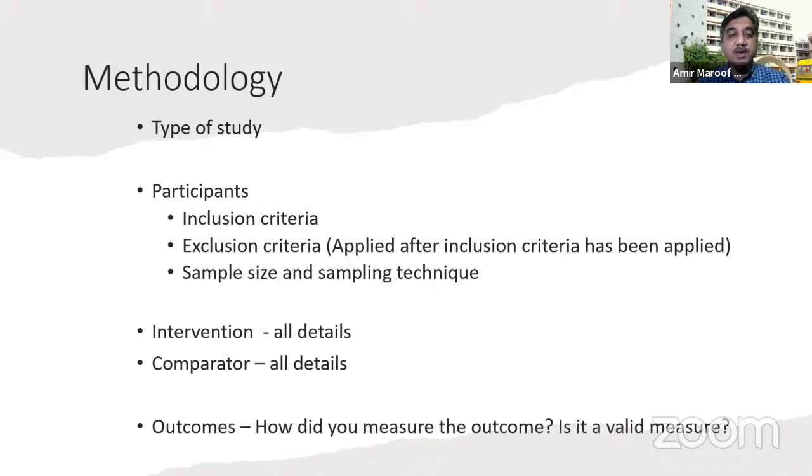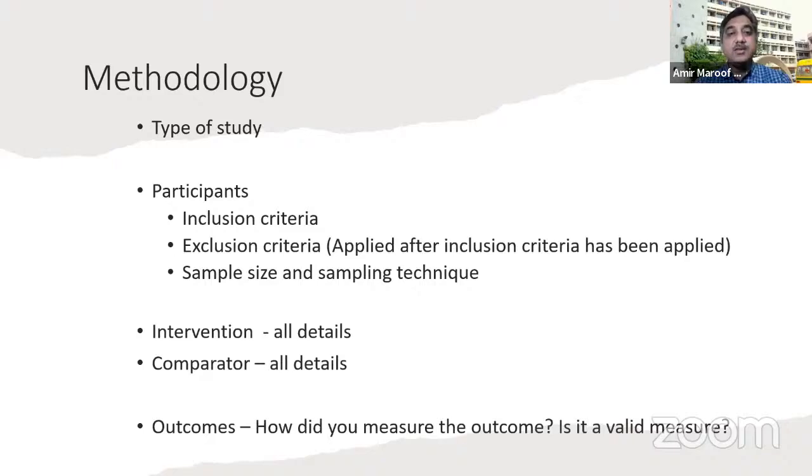So if you are including the 15 to 40 year age group, then after including that, you will exclude from that. Some people who are suffering from a certain condition or some other seriously sick patients, if you exclude them from that, then you are doing your final enrollment. Inclusion criteria does not mean we are including them in the study completely, because after inclusion criteria, you have to apply the exclusion criteria also. The final enrollment will be done after both criteria have been applied, one after the other.